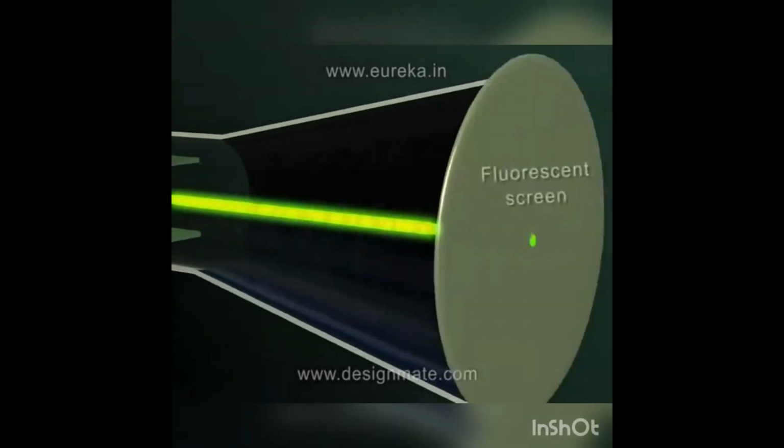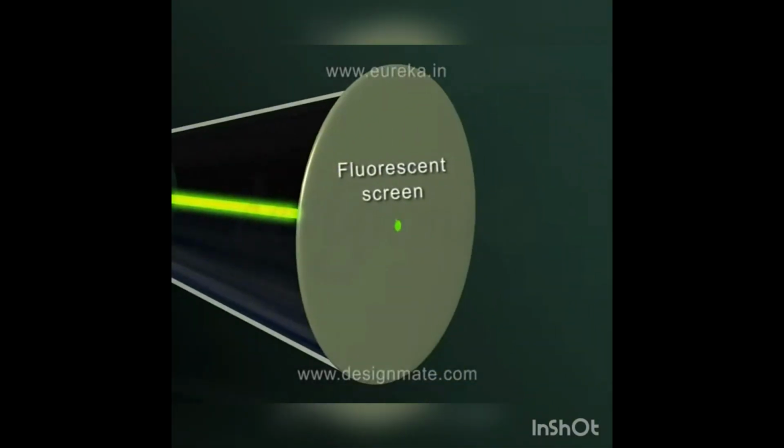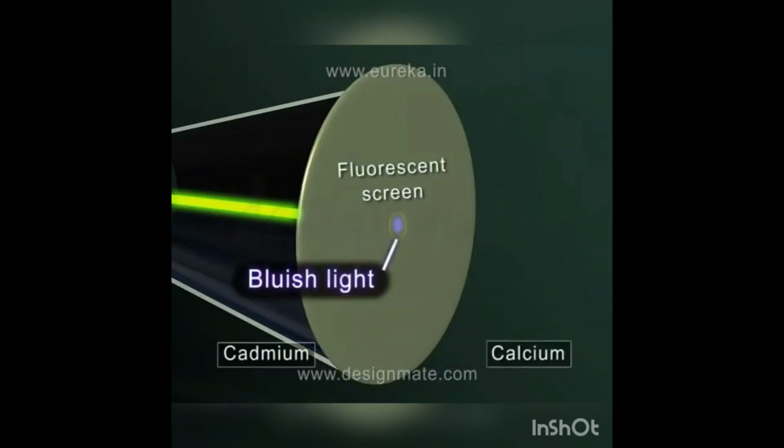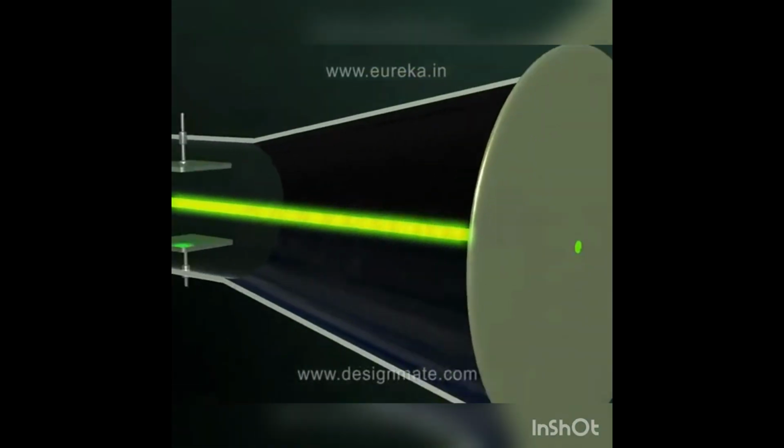Next comes the fluorescent screen, which is coated with fluorescent materials called phosphors, where a bright spot is obtained. The screen is coated with soda glass or zinc orthosilicate, which gives the spot where the electrons strike, and cadmium and calcium give bluish light.